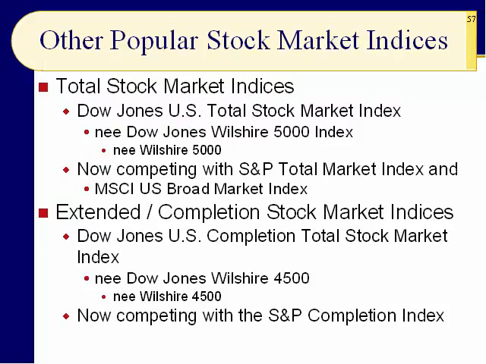Slide 57. A few others that we want you to, well, the two others that we actually have already discussed. And that's the U.S. Total Stock Market Index, which I wish they still called the Wilshire 5000, but they don't. And the Extended or the Completion Stock Market Index, the Dow Jones U.S. Completion Stock Market Index, which used to be called the Wilshire 4500, but they don't call it that anymore. So you have to learn those. And then they got some few. S&P has theirs and MSCI has theirs. Who are they? Hang on a minute.